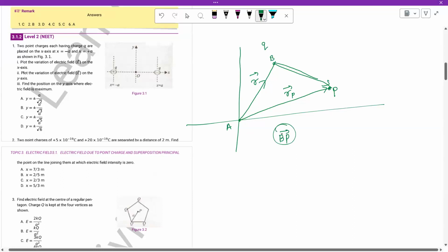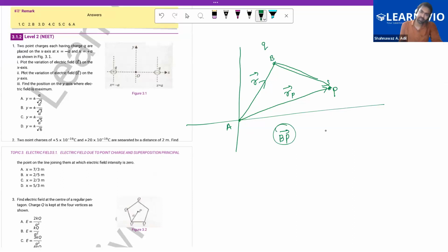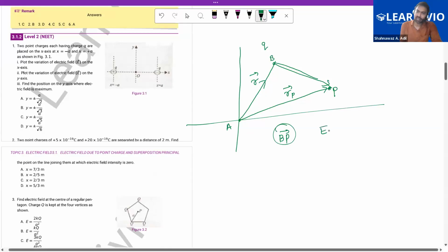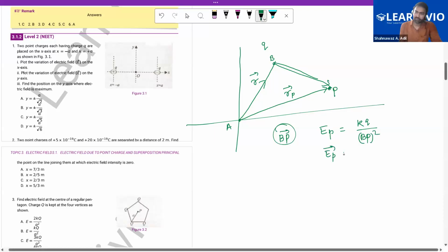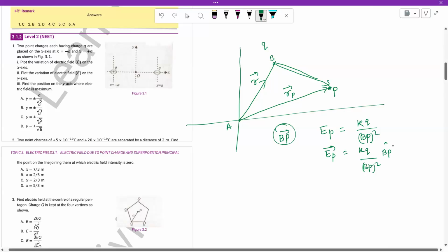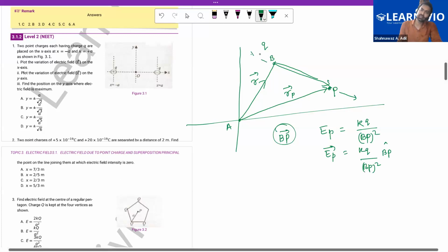So if I write the electric field at P, let's simply say the magnitude, this would be KQ divided by QP square, right? And if I put the vector, this would be KQ by QP square and then QP hat, right? Because we are going in this direction. If it would have been the other direction, that would be PQ hat, but we are going in this direction.